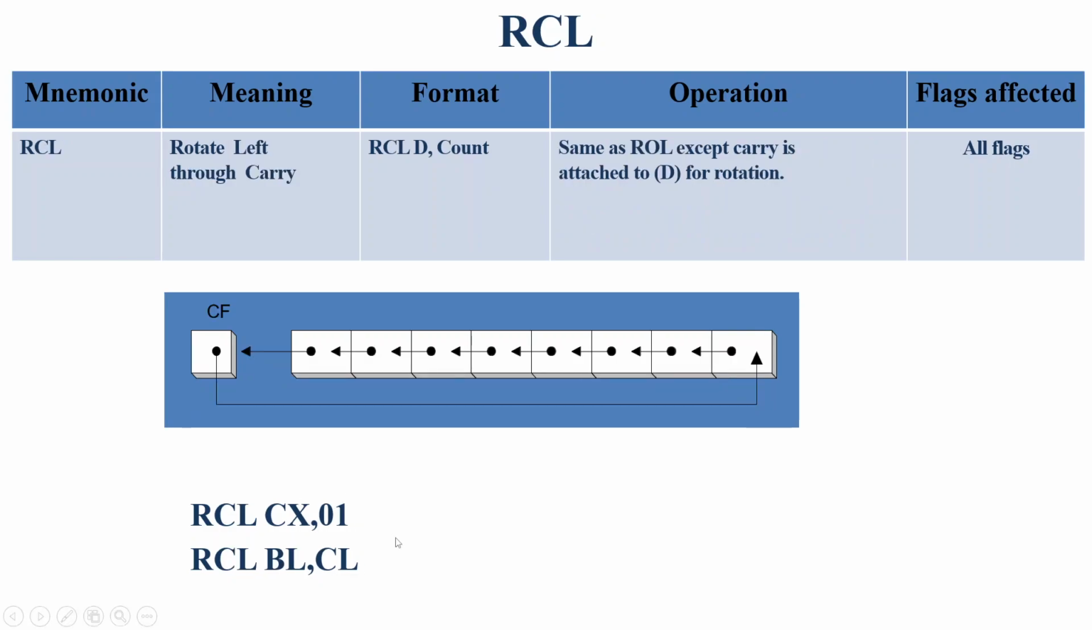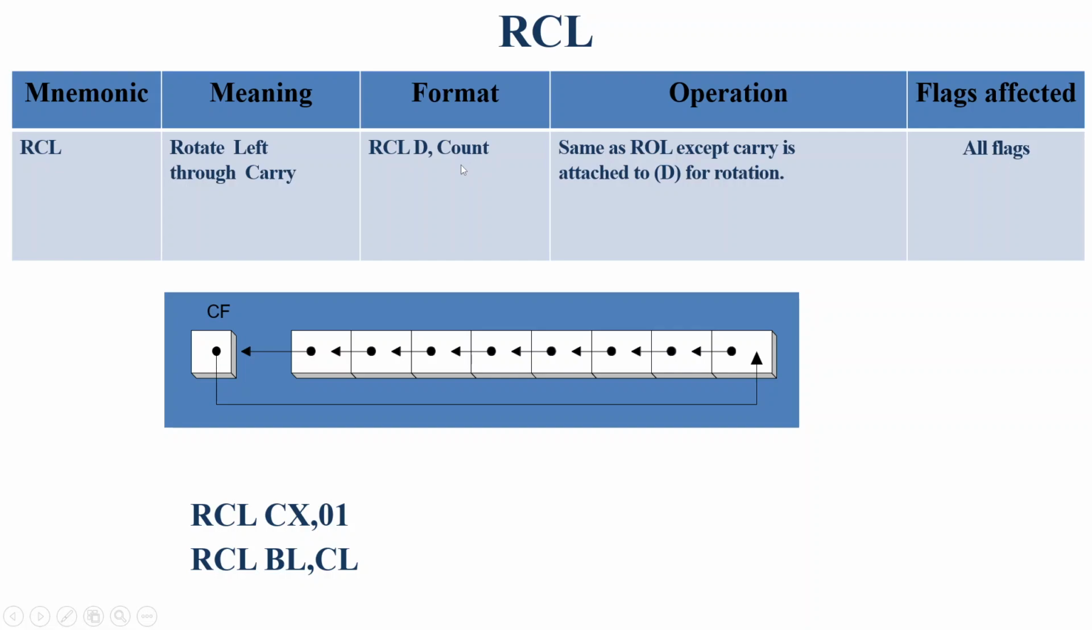The next instruction is RCL. RCL is rotate left through carry. Here we are going to rotate the data including the carry flag register. So the format is RCL D comma count, destination comma count.